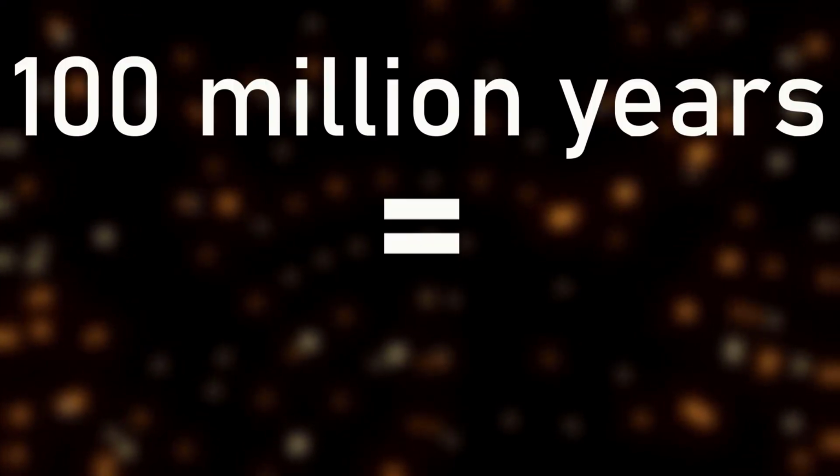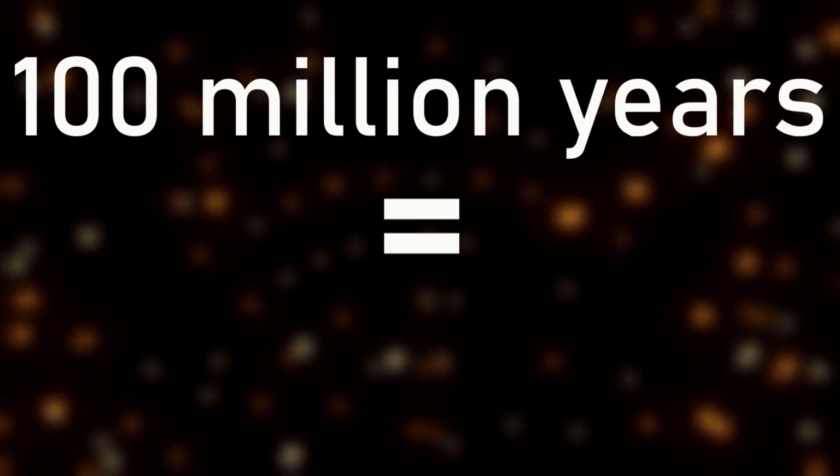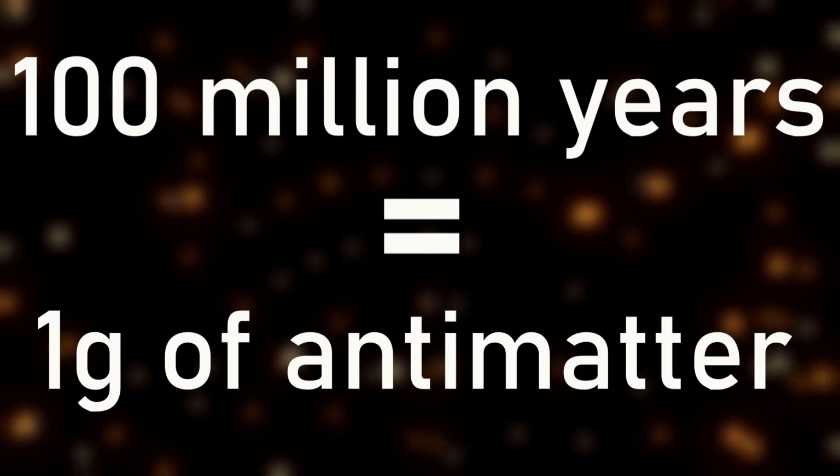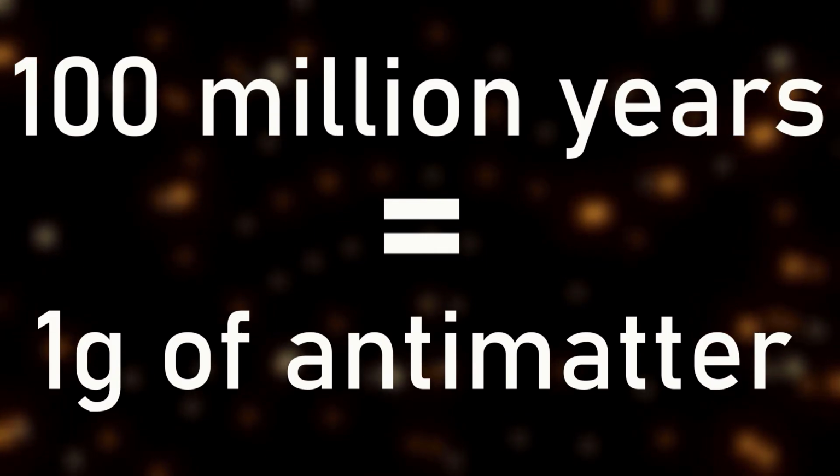Also, we will need 100 million years just to produce a single gram of antimatter, which is way too slow to use antimatter as fuel. As you can see, we still have a lot of hurdles to overcome. We need to find smaller, lighter, and better ways to contain antimatter, and we need to find faster and more efficient ways to produce it.